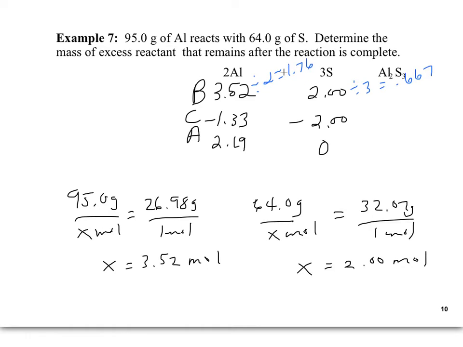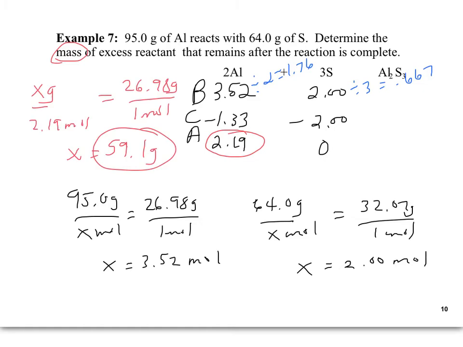Now notice the question is mass of excess reactant that remains after the reaction is complete. So this aluminum is our excess reactant, and the amount that remains is this 2.19 moles. That's what's left over or remaining after the reaction is complete. However, we don't want it in moles, we want it in grams. So one final conversion back to grams. And now you have 59.1 grams of aluminum remaining after the reaction is complete.